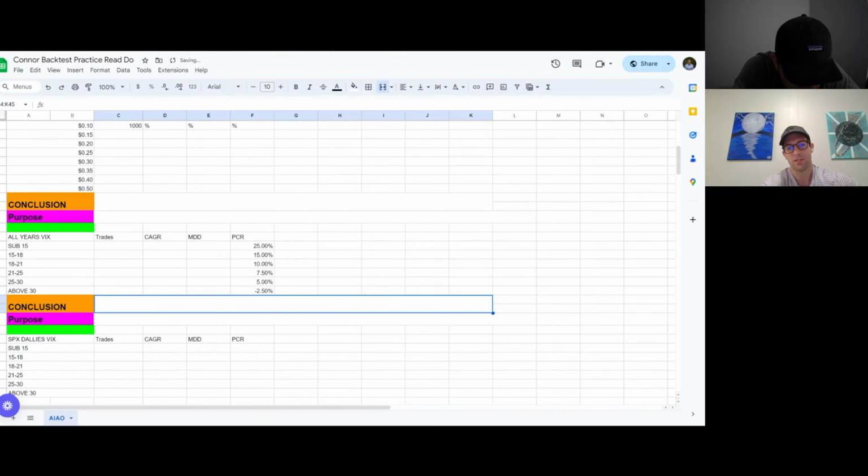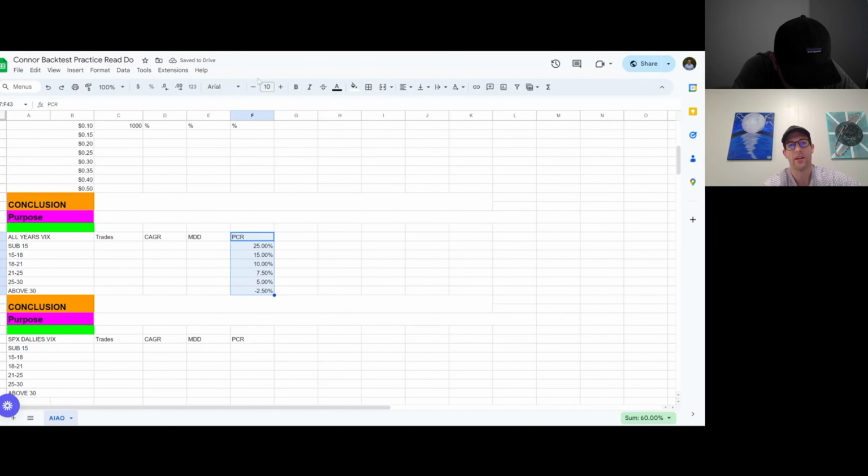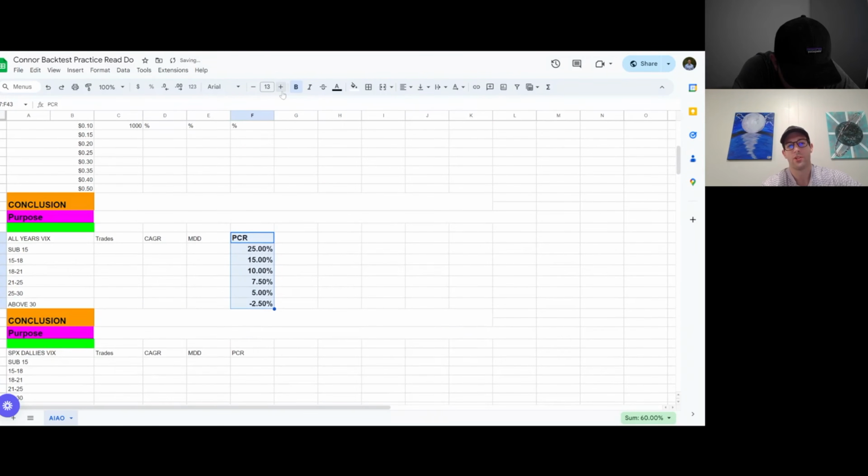So if this was the PCR here, what would your conclusion be if these were the results of the backtest? Now, do you remember what PCR is? Premium capture rate. And that means what? Basically just how much premium we're collecting on each trade. No, it's how much P&L you get per dollar of premium you sold.